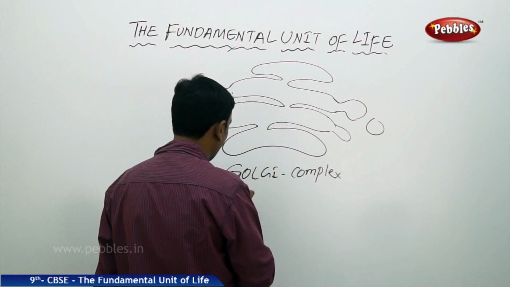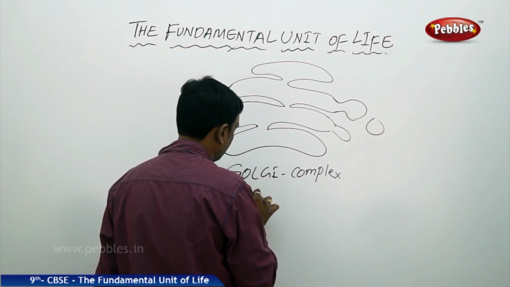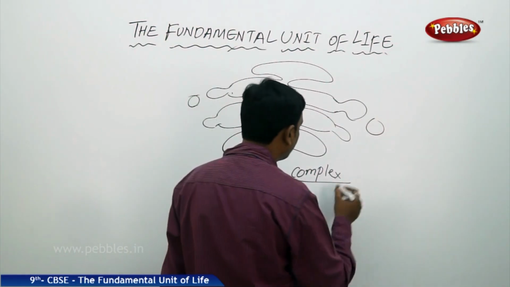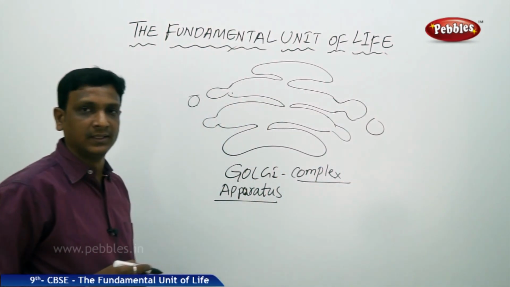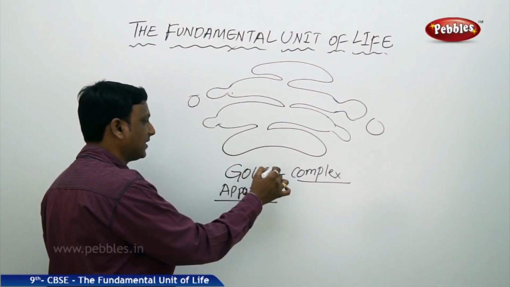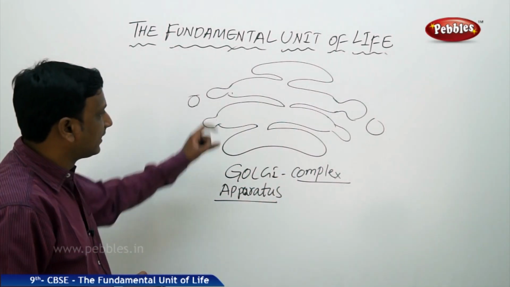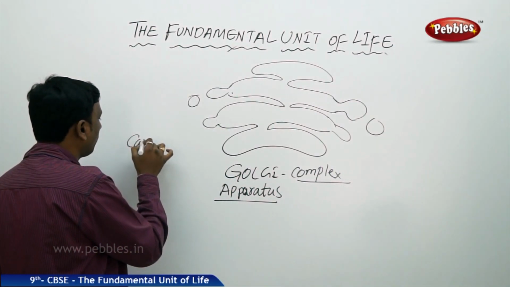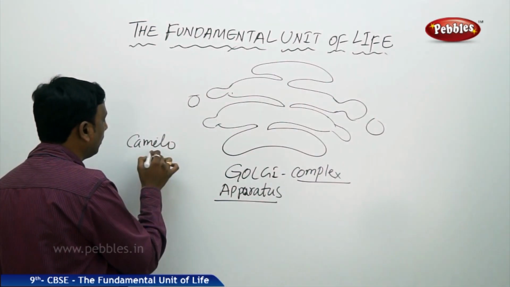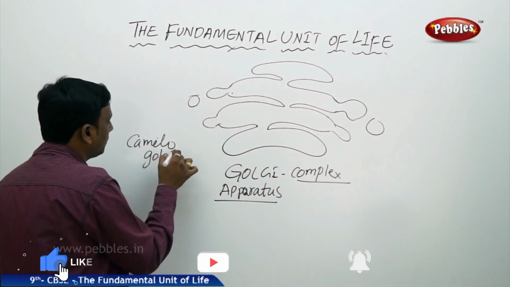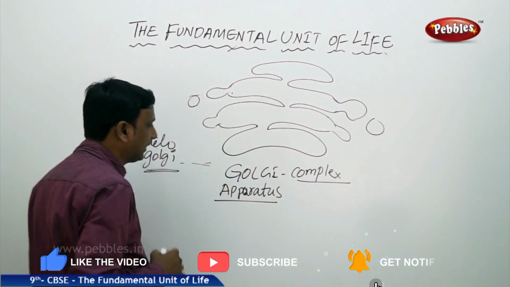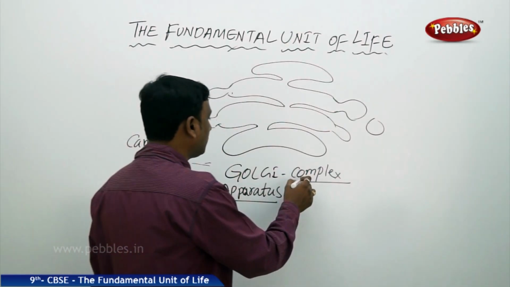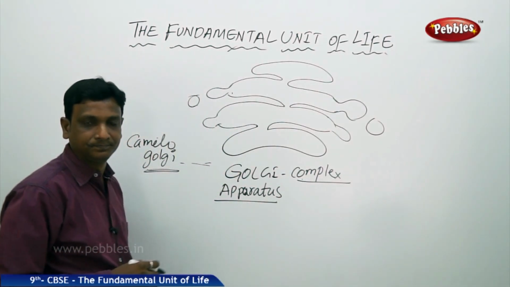Sometimes it is also called the Golgi apparatus. Why are we using the terms apparatus and complex for this cell organelle? And how did it get the name Golgi? What does it mean? These organelles were first described by a scientist called Camillo Golgi. So they are called by the name Golgi in honor of him, and they are called complex or apparatus because of their structure and function.